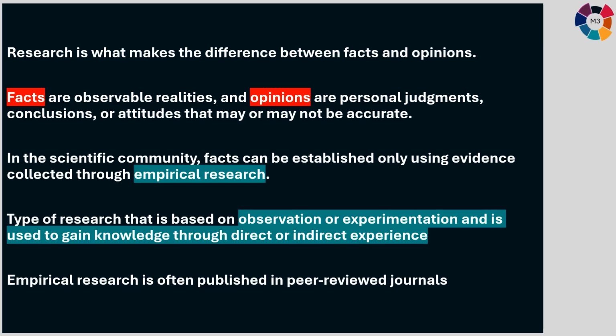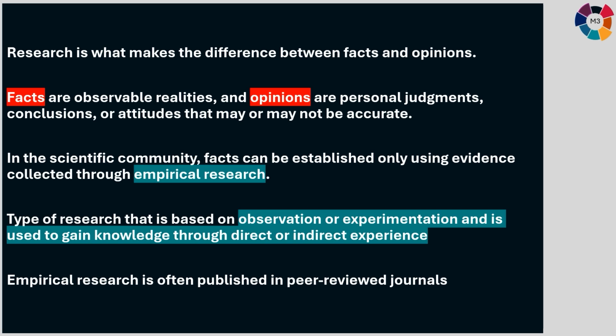Research is what makes the difference between facts and opinions. Facts are observable realities, and opinions are personal judgments, conclusions, or attitudes that may or may not be accurate. In the scientific community, facts can be established only using evidence collected through empirical research. This is a type of research that is based on observation or experimentation and is used to gain knowledge through direct or indirect experience. Empirical research is often published in peer-reviewed journals.